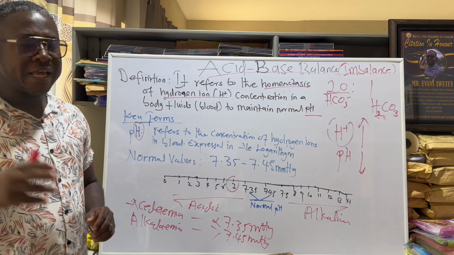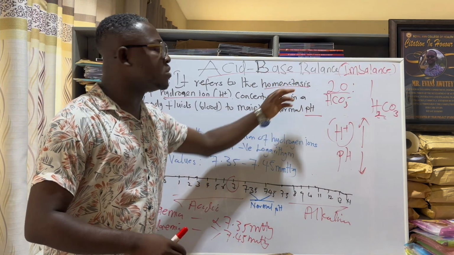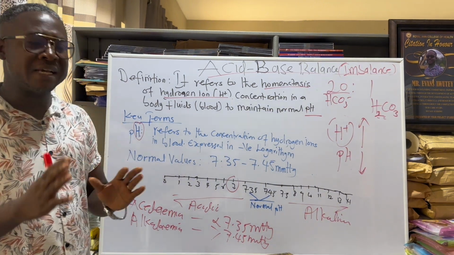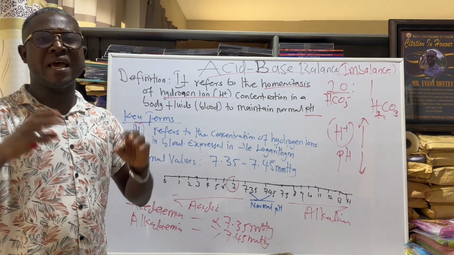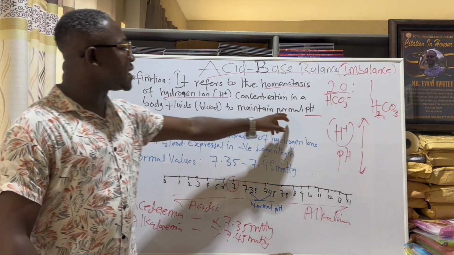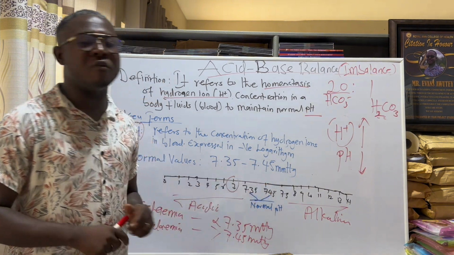Now, another key term that we need to understand is homeostasis. It means that the body always tries to balance the alkaline substances and the acidic substances in the blood to ensure that they are at a normal value within 7.35 to 7.45.